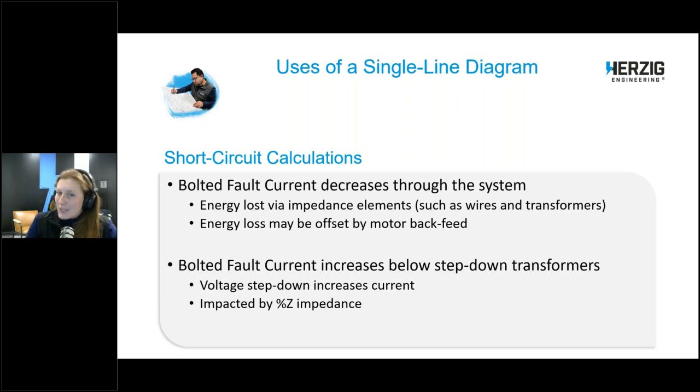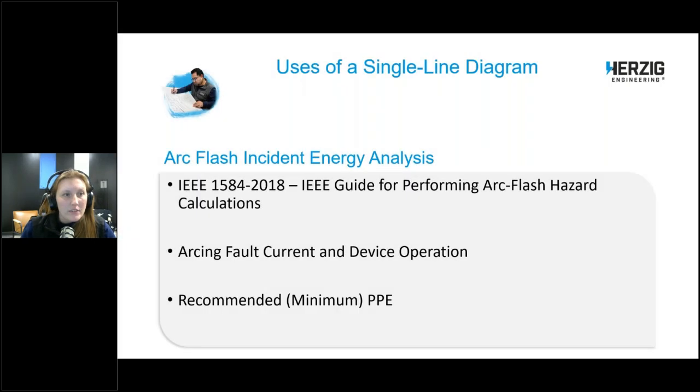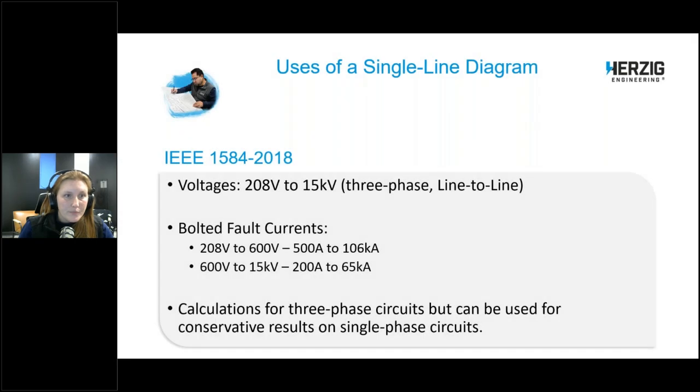So estimating or guessing, which is really what I want to call it, is not always the best option because it can drastically impact the results of various studies, not just arc flash. But of course, that's one of the major ones we always talk about, based on the IEEE 1584 2018 version for performing arc flash calculations. So understanding the arcing fault current and device operating times to then provide you the appropriate PPE recommendations.